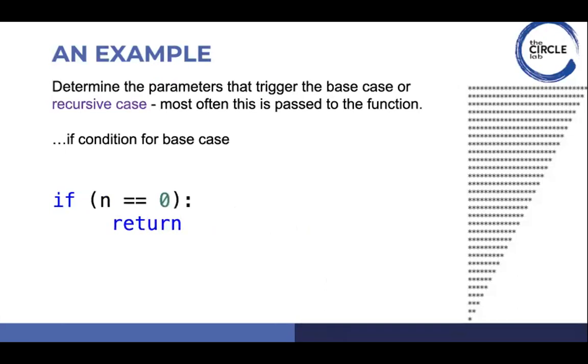Now, our next step was to actually have that if condition. And the if condition in this case is simple. I just said if n equals 0, I want it to return back. So that would be our if condition.